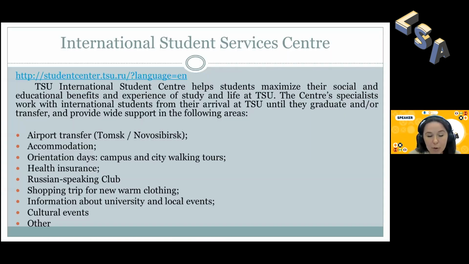For the international students, we specially organized the TSU International Student Services Center that helps students maximize their social and educational benefits and experience of studying life at TSU. The center's specialists work with international students from their arrival at TSU until they graduate, and they provide wide support in the following areas. They are enumerated, you can see them on the slide, beginning with transfer and finishing with organizing different cultural events for international students.